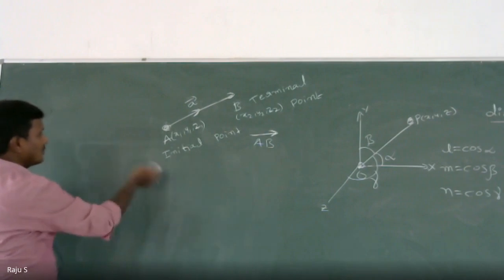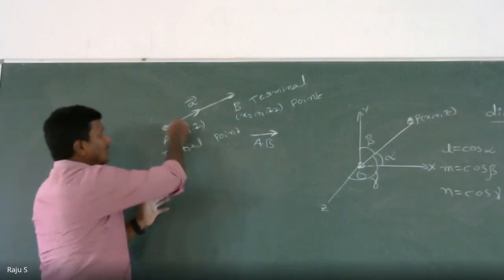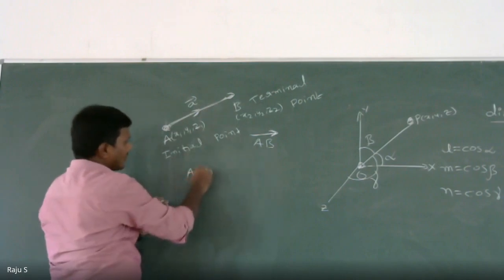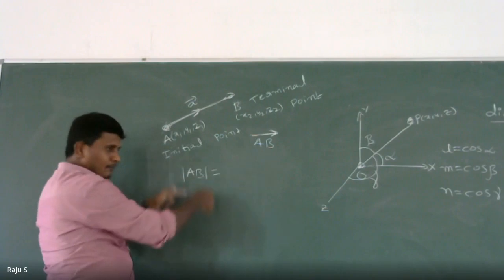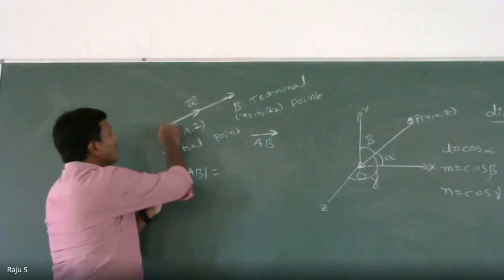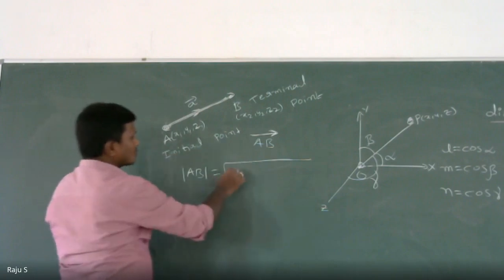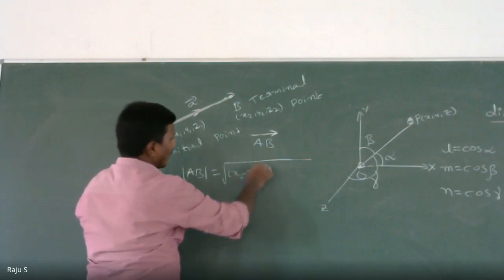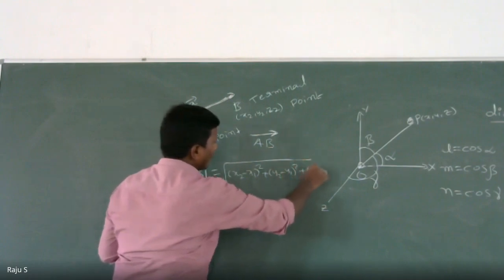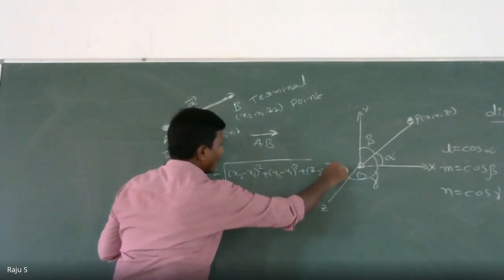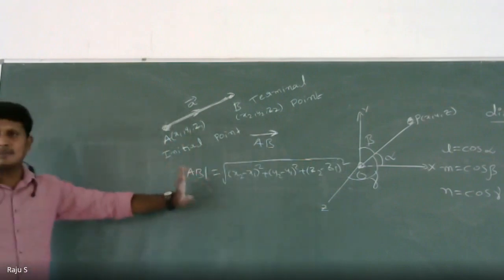AB is equal to, very simple, the AB distance. What is the magnitude? Magnitude means the length from A to B, given by the distance formula: square root of (x2 minus x1) square plus (y2 minus y1) square plus (z2 minus z1) square. This will give the magnitude. Okay, this is the magnitude.